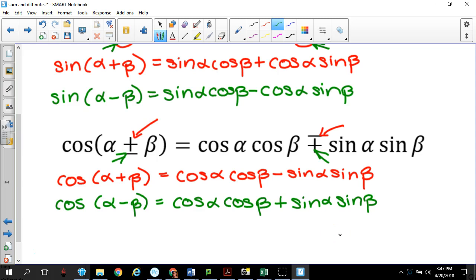You don't have to worry about memorizing them. Those are just for sine and cosine. We'll have different ones for tangent. Those will be in a different video. But you don't have to memorize these. These will be provided for you at any point in time.